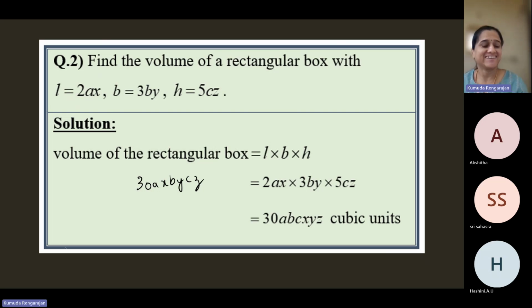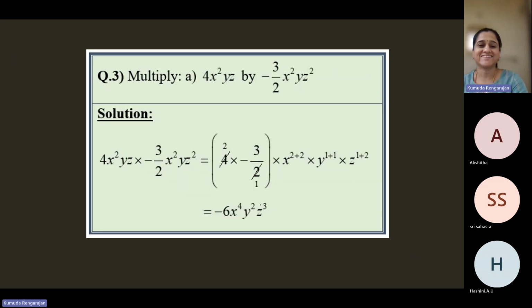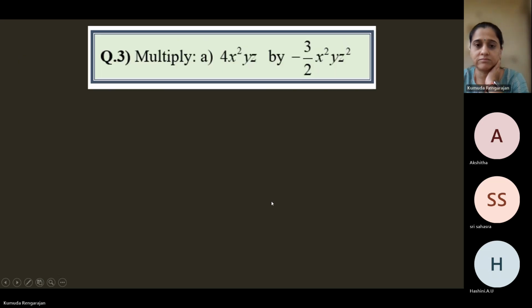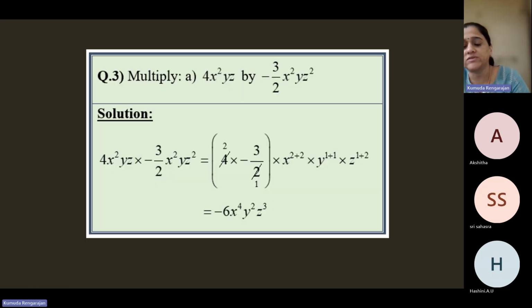I have written it in the alphabetical order, A, B, C, X, Y, Z. Yeah, I think easy for you. This is 3A children. In the third question, we have 3 or 4 subdivisions, right? How many? Not 4. 3. Yeah, this is the answer for the first one. Online children, please check your answer.